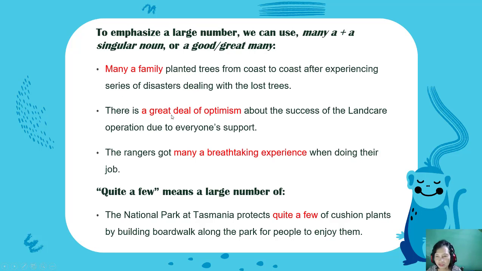There is a great deal of optimism about the success of the land care operation due to everyone's support. It is uncountable. That's why you cannot use a great many. So you have a great deal of optimism because many is for countable.